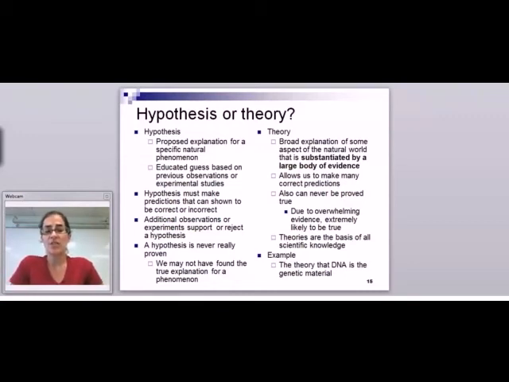Each of those predictions can be tested. And in order for it to become a theory in science, each one of those predictions needs to have been supported. So hundreds and hundreds of different experiments have been done, and all of the experiments have supported this explanation. And then in science, it will become a theory.